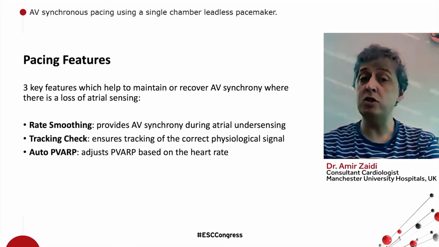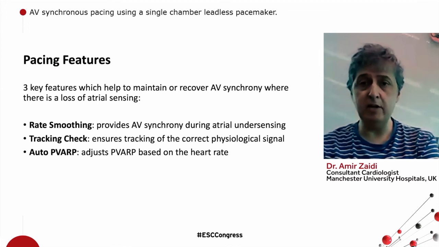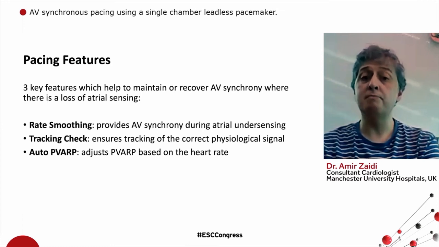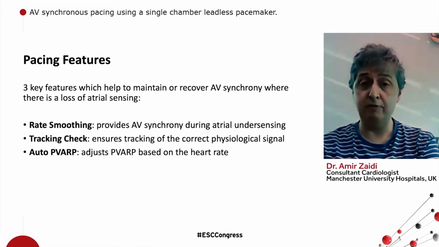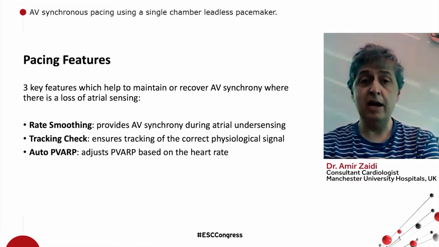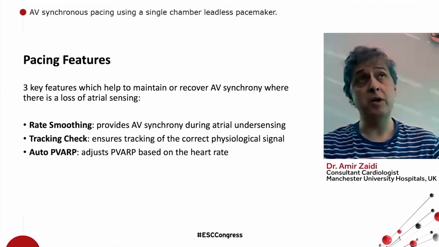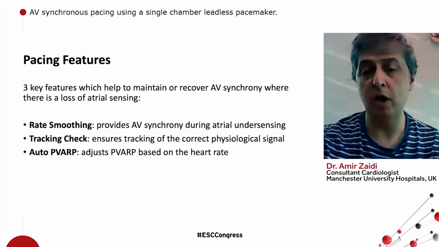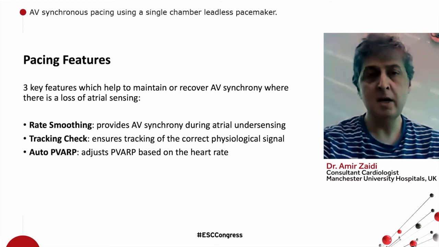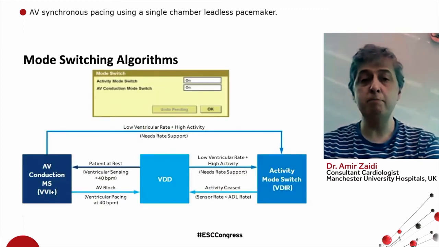So we have rate smoothing, which provides AV synchrony during atrial undersensing. We have tracking check, which ensures that there's appropriate tracking of the correct physiological signal, and there is automatic adjustment of the PVARP so that we have adjustment based on the heart rate. As we've said, mode switching is important.